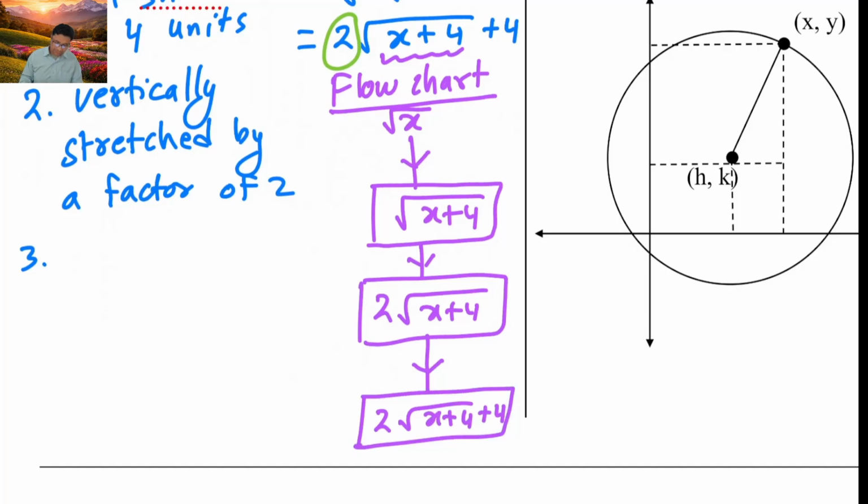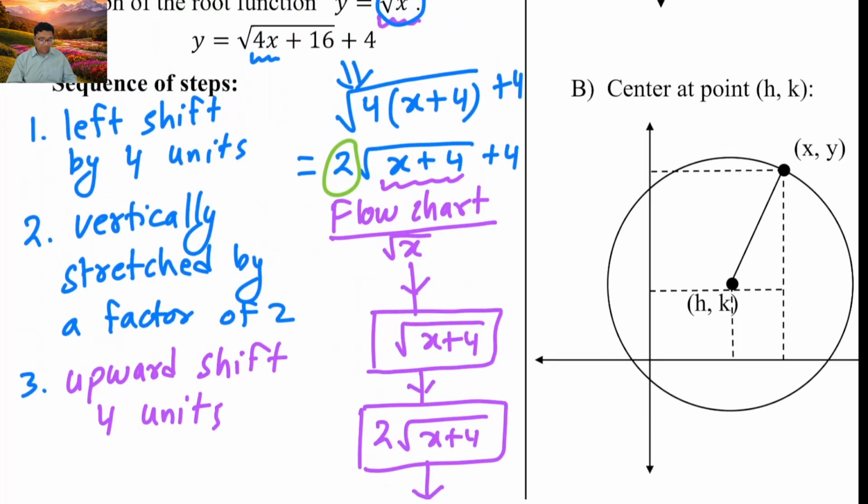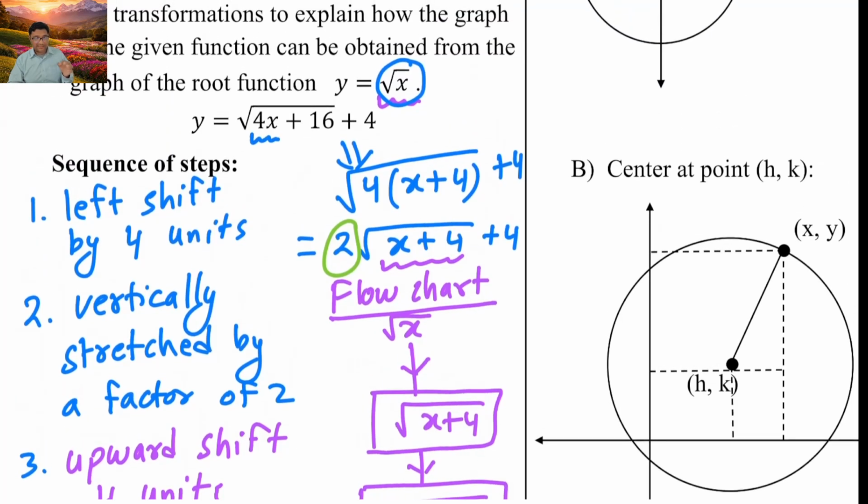And after that, 4 is added outside, right? That is added to the y value. So upward shift 4 units. So what I showed here is a very nice strategy you can follow to come up with this sequence of steps that transform a parent function into the given function. So you have to think, what should that under root of x become in successive steps until you get this final form.